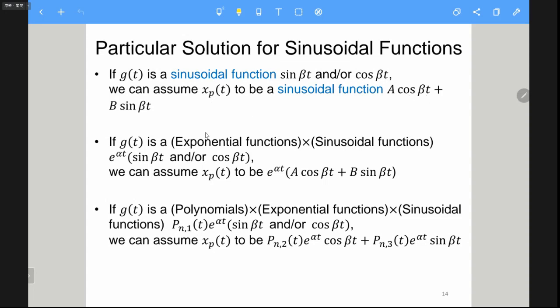And if it is an exponential function times a sinusoidal function, like exponential of alpha t times sine of beta t, or this one, then you assume the particular solution to be exponential of alpha t times the sinusoidal combination, which means you multiply this one by this term here. And the final case is if it is polynomial times exponential times sinusoidal, then you also assume the particular solution to be polynomial times exponential times sinusoidal, like this.